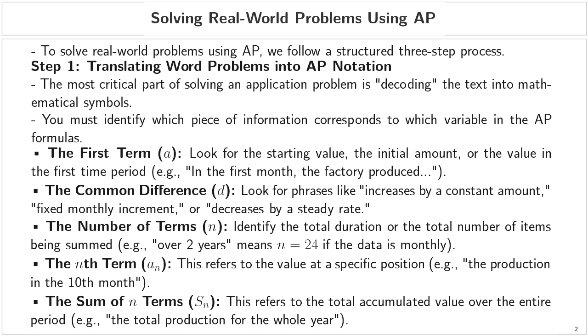This is different from a single term. This refers to the total accumulated value over the entire period. If the question asks for the total production for the whole year, you are looking for the sum, not just a single month's value. Mastering this translation step is the foundation. Once you've decoded the variables, the next step, which we will cover in the next slide, is setting up the equations to find any missing pieces.